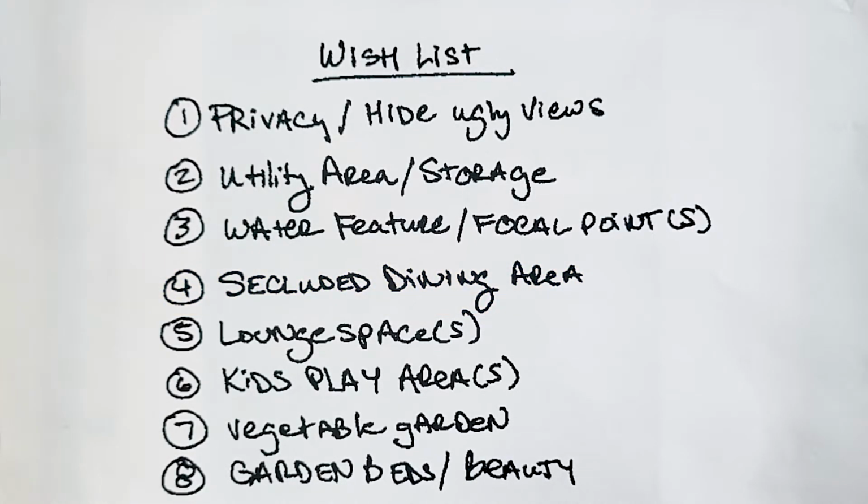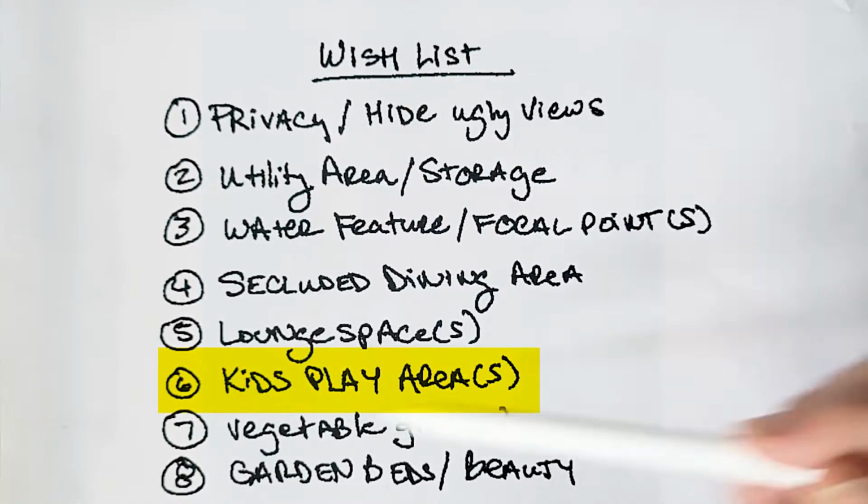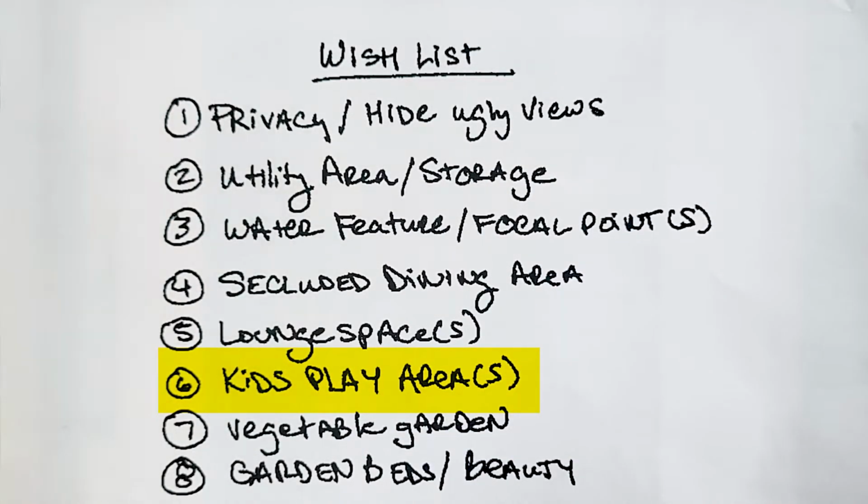Another one was a lounge space to relax with friends, maybe a fire pit or something like that. Another important thing was definitely a kids play area. I mean, this could probably bump up the list. If you do have young children, you're going to obviously need to keep play areas open for those children. Would be nice: a vegetable garden, and garden beds and beauty.